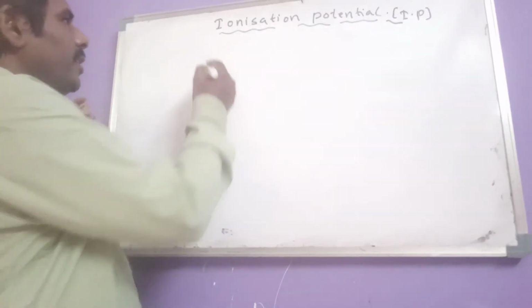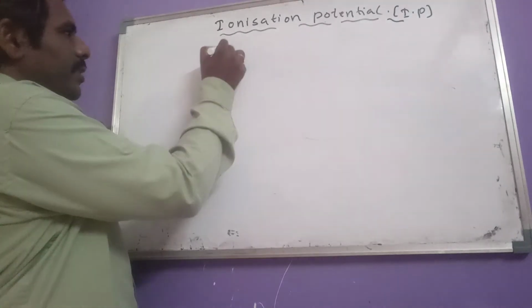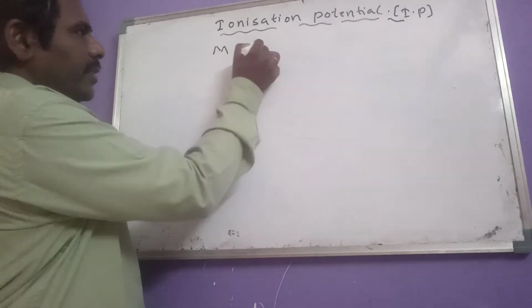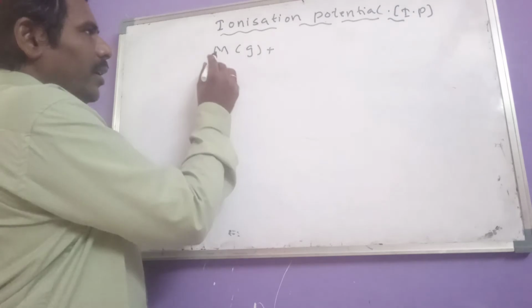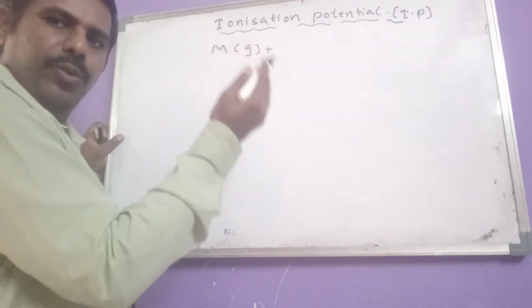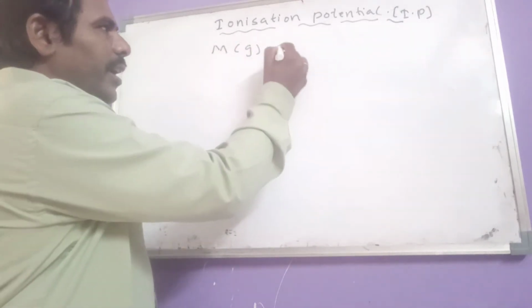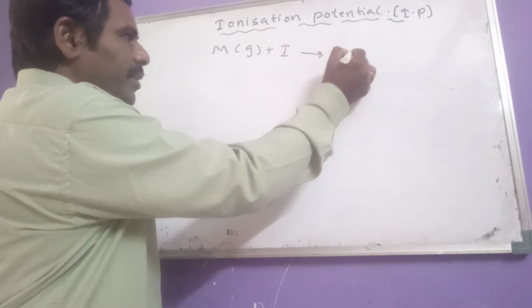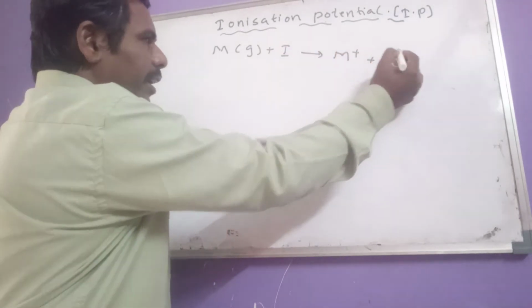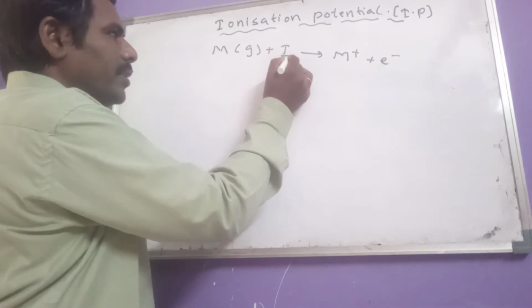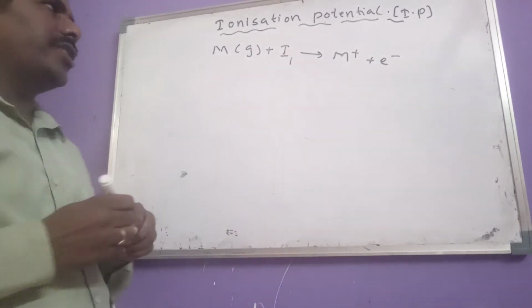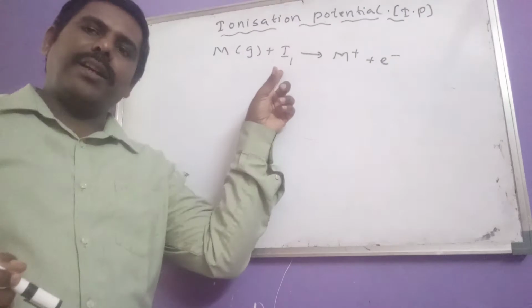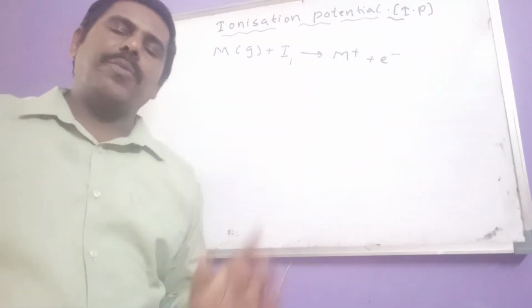Let us see here. For example, if we consider a neutral gaseous atom, if we want to remove one electron from the neutral gaseous atom, we need to provide some energy. That energy required is known as ionization potential, or simply we can call it the first ionization potential.